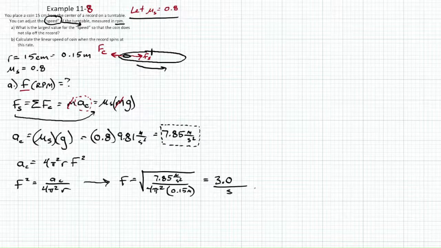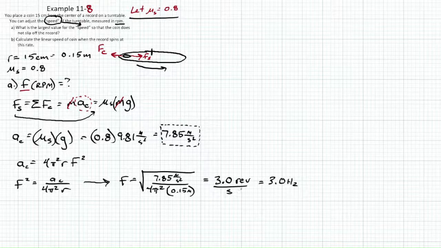over seconds. Okay, or we might say revs or cycles per second. That's our frequency, okay? I think that's what we should get. Did I do my math right? I'm pretty sure I did, yeah. Okay, now, so this is our frequency, or we could say it's 3.0 hertz, okay? But, well, we actually want our answer in RPM, so revolutions per minute.